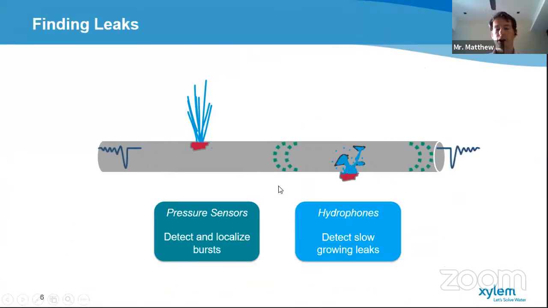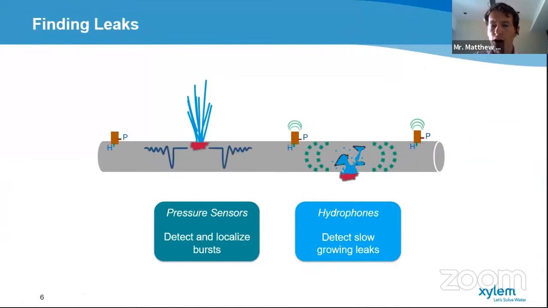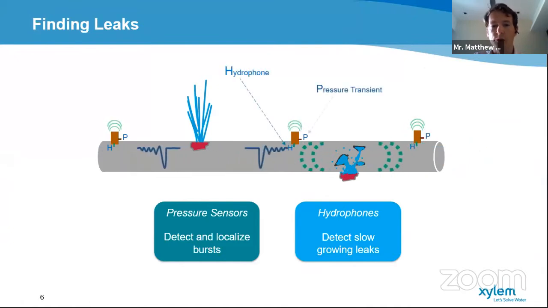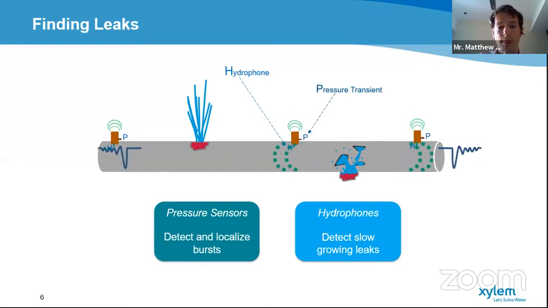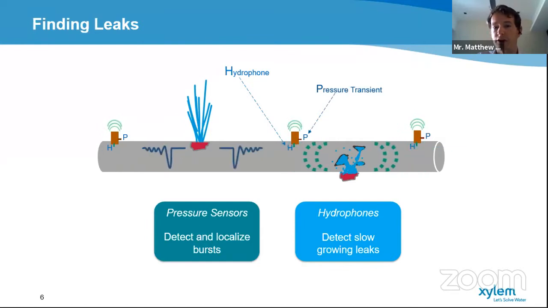So you can see this perhaps on the next slide. The hydrophones and the pressure sensors both form a key part of the solution. When a burst occurs on a pipe, it can initiate very suddenly, resulting in a drop in pressure, which we refer to as a transient. This sudden drop in pressure can travel along the pipeline at high speed and for long distances, but can only be picked up with very high resolution recording of pressure. Typical pressure monitoring devices wouldn't detect this type of signal. So for this reason, we use the pressure sensors.